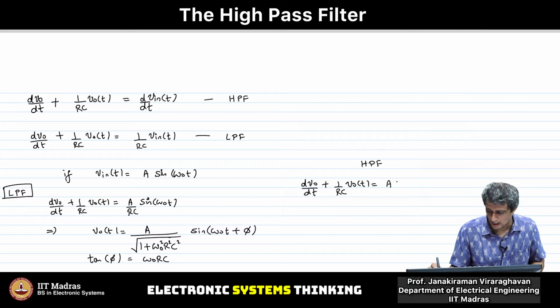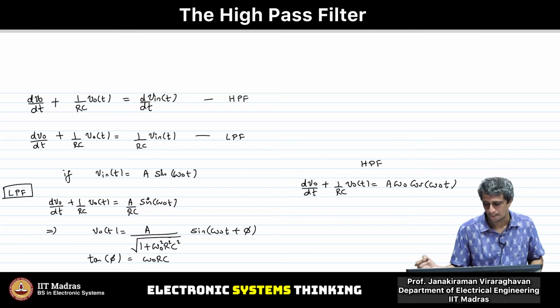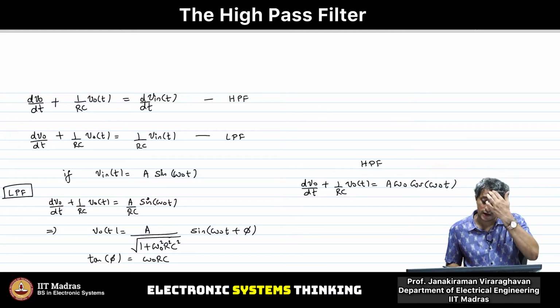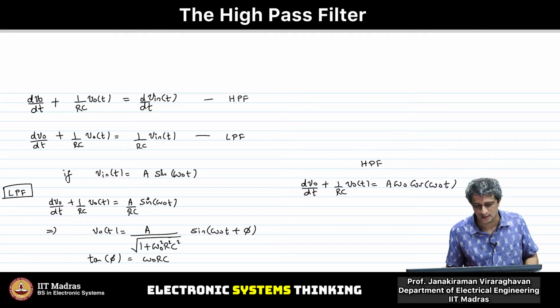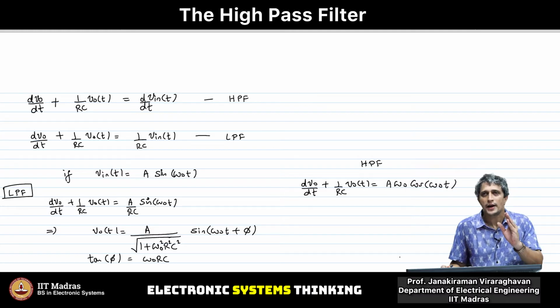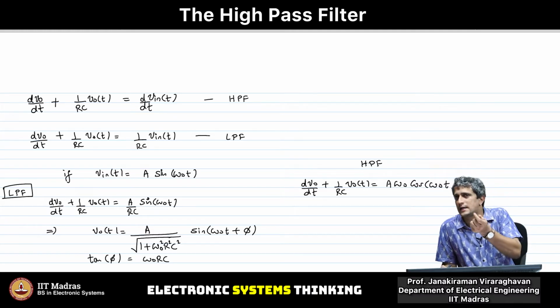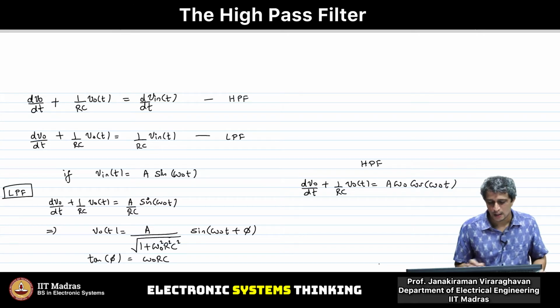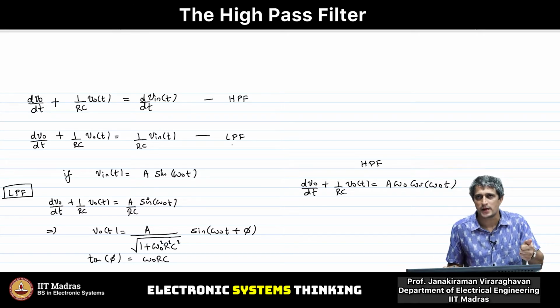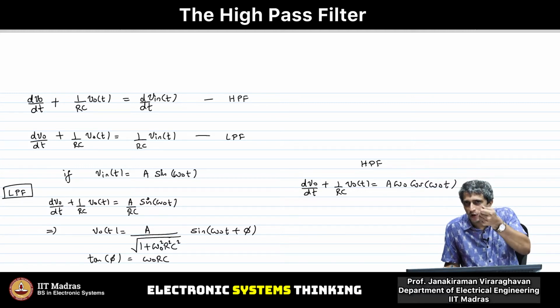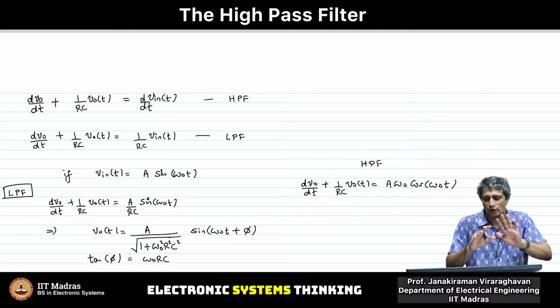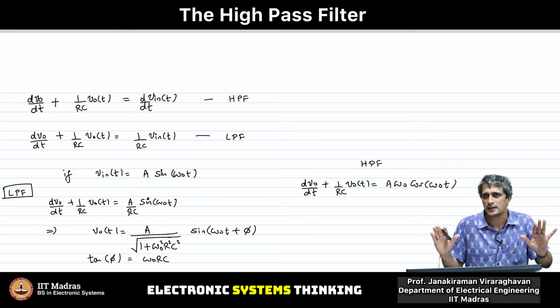So you get a omega naught cos of omega naught t, right. Now this is very interesting, okay. So first of all, let us make sure that dimensionally we are consistent with both differential equations. R into C is ohms into farads, and that's a unit of time, seconds, right. So for the low pass filter, it is dV naught by dt, voltage by time, plus V naught by RC, again voltage by time, equal to 1 by RC, again divided by time into voltage. So everything is voltage by time on the left hand and the right hand side.